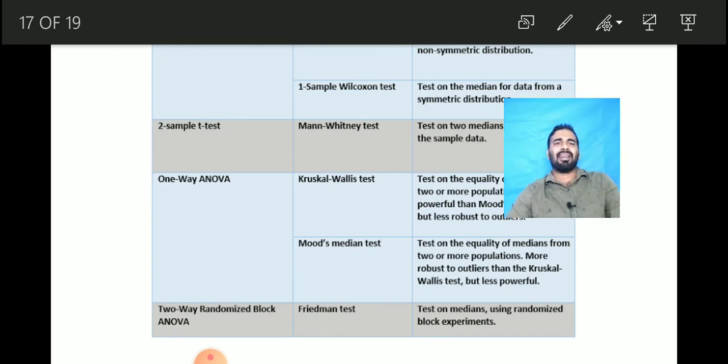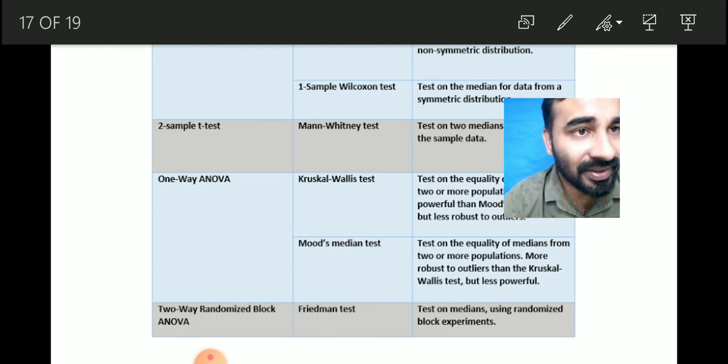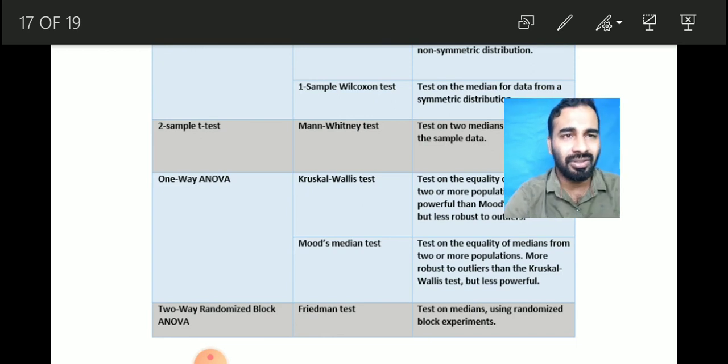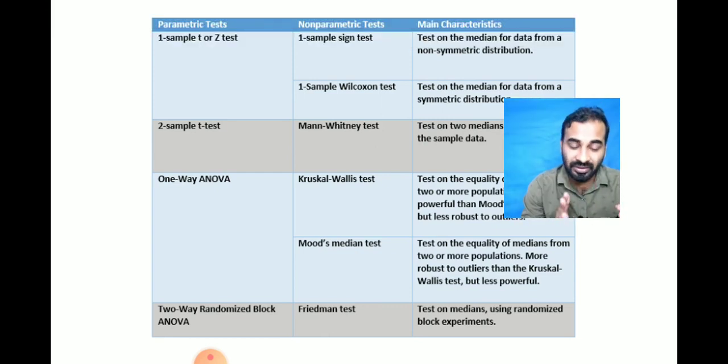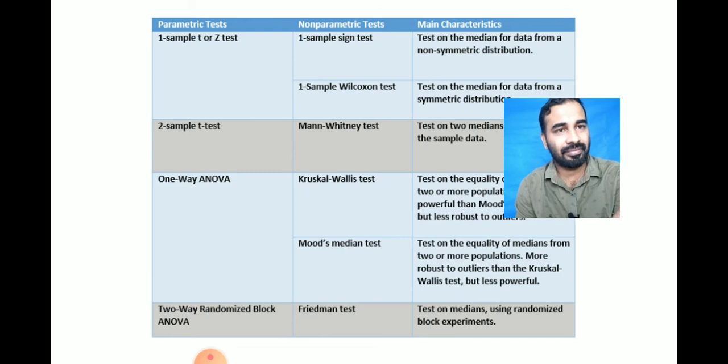Then we have the two-way or multiple-way ANOVA test. As its counterpart, we have the Friedman test. So in both parametric and non-parametric tests, we have different types of tests for the same purpose. Parametric is based on certain assumptions, while non-parametric won't assume anything. That's the only difference.